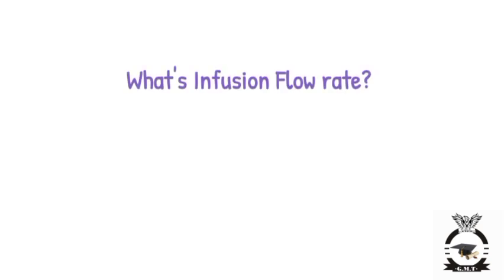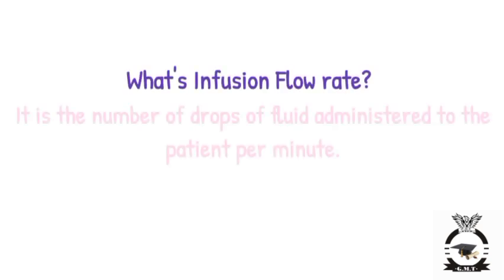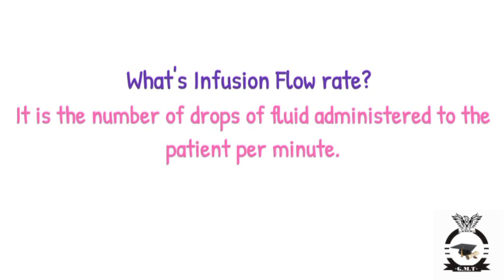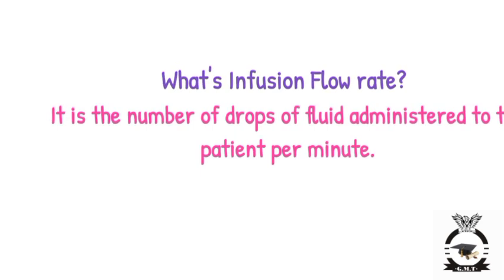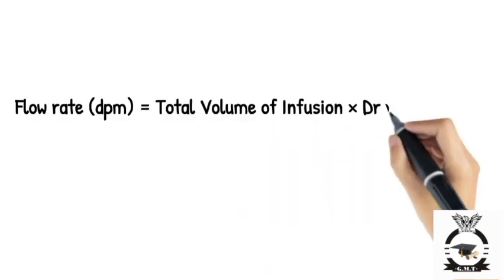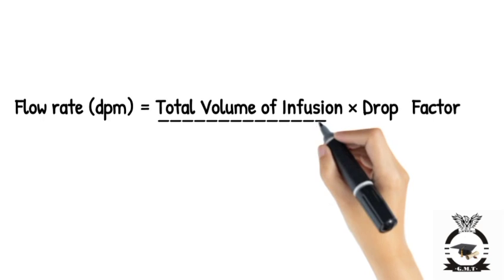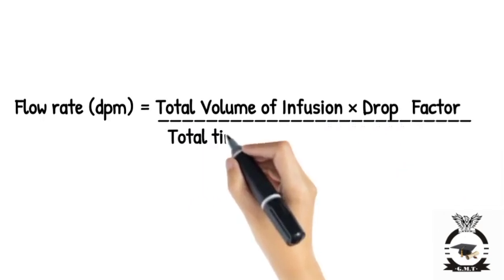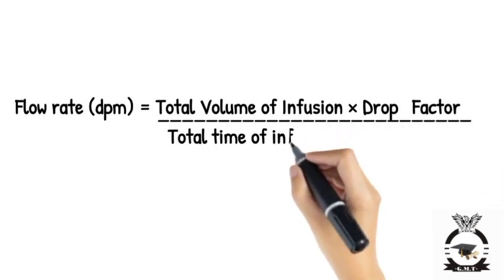So when we are asked what is infusion flow rate, we know that it is the number of drops of the fluid administered to the patient per minute. So we'll be learning about the formula, and the formula is the total volume of the infusion times the drop factor divided by the total time of the infusion, and the total time of the infusion is measured in minutes.